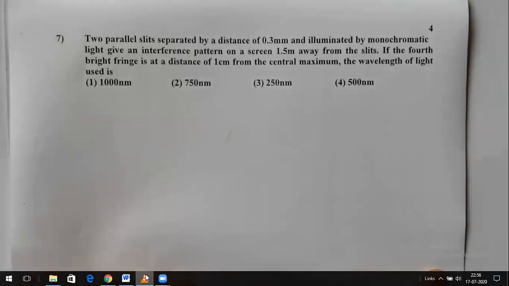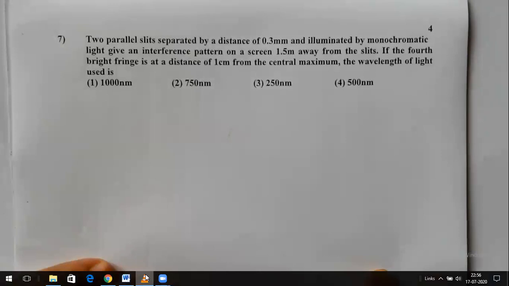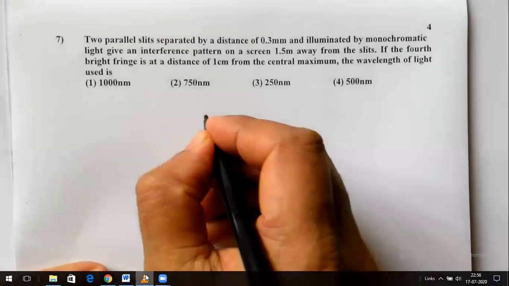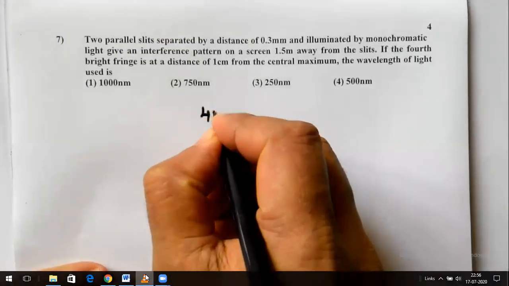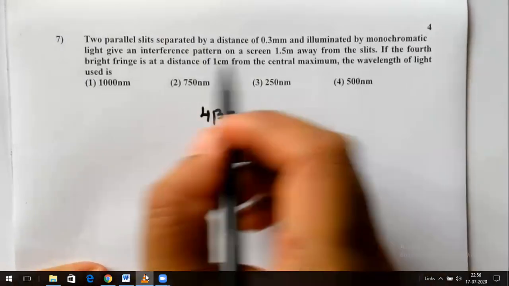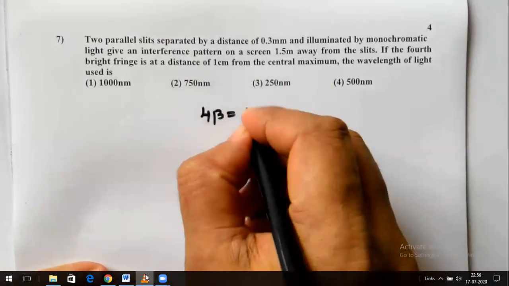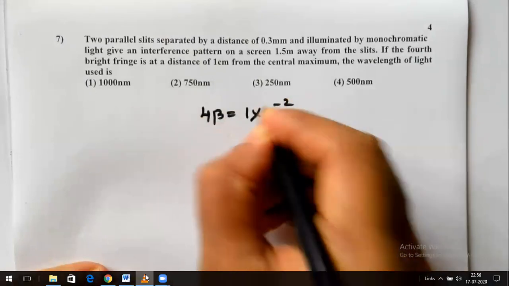Beta is the fringe width. So the fourth bright fringe will be at a distance of 4 beta. It is given that the fourth bright fringe is at a distance of 1 centimeter, so 4 beta is equal to 1 into 10 to the power minus 2.